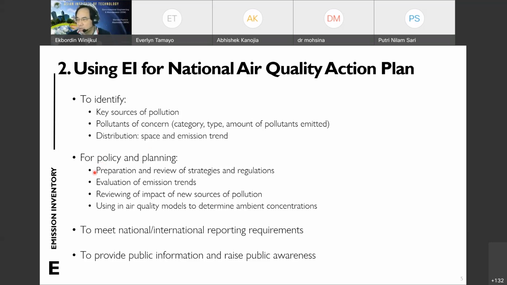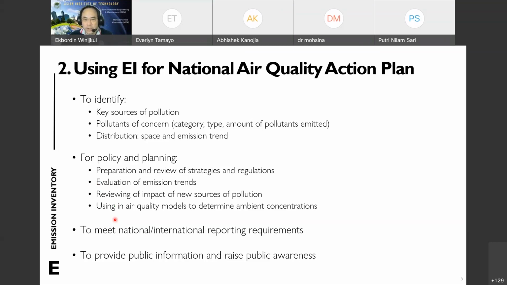It can be used also to evaluate the emission trend, as we already discussed. It can be used to review the impact of a new source of pollution. For example, a source that does not exist in the area, and you don't know when the source is going to become available, maybe next year, and how much emission is going to come. So we can also use emission inventory to calculate the source that does not exist yet, estimate the emission from the new source, and then maybe put in a control option and so on. Next, we can also use it in the air quality model in order to determine the ambient concentration.